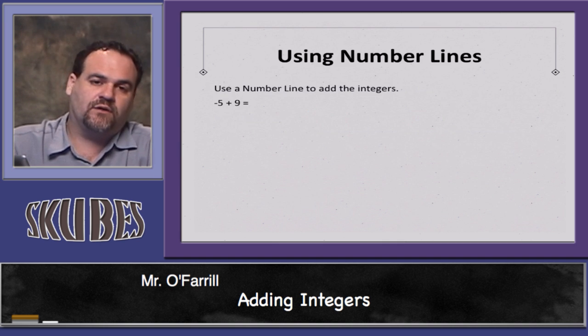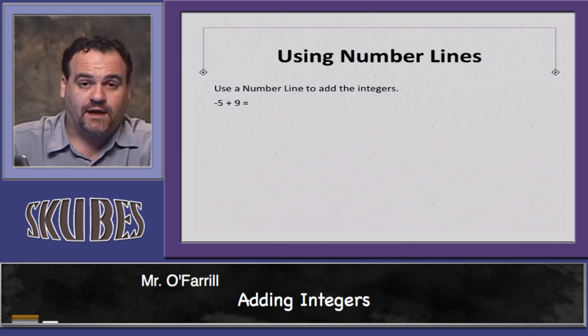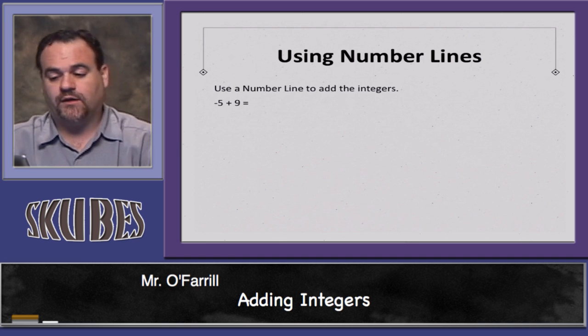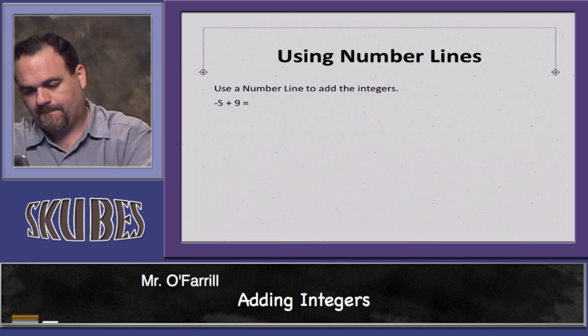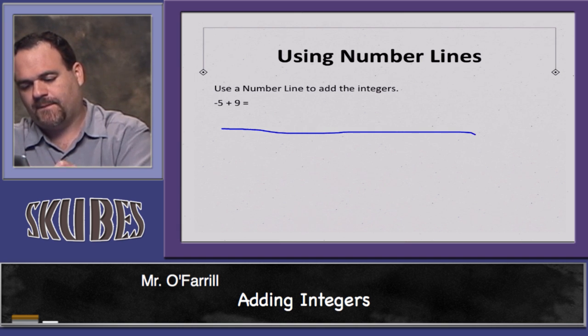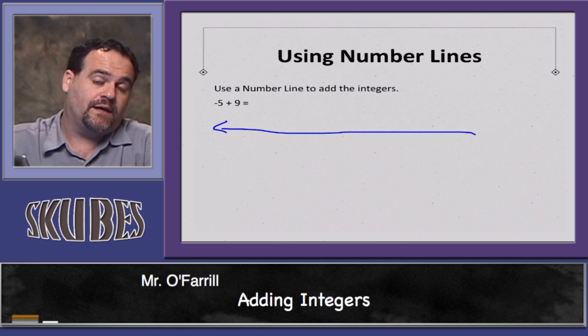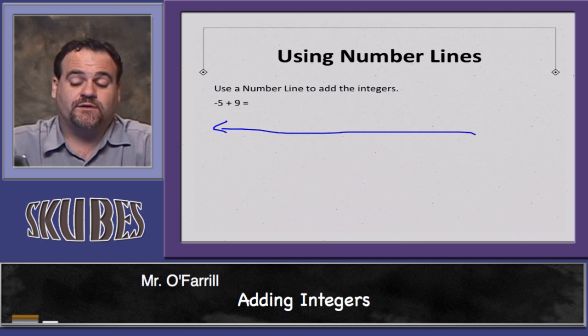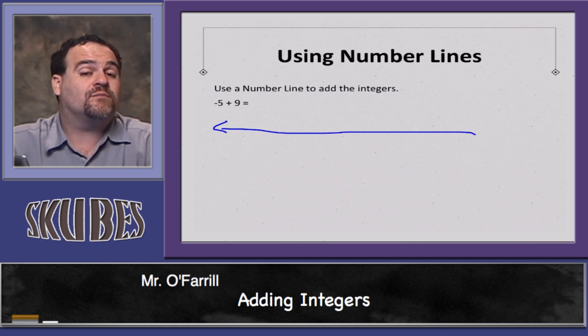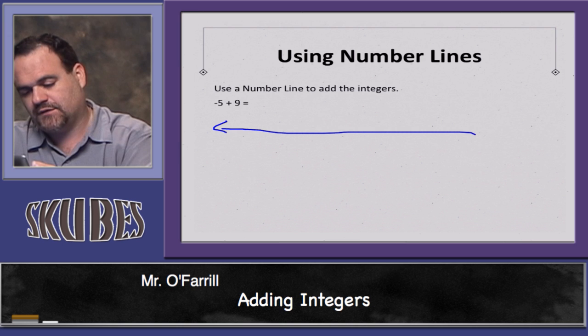But the first thing we're going to take a look at is adding two simple integers together, negative 5 and 9. And to begin with, we're going to be using a number line. So let's go ahead and draw a nice number line here. Number lines don't always have to start at 0. In fact, the simplest way to go is to just start with the first number that you see, negative 5. So I'll just go ahead and put a negative 5 right here.